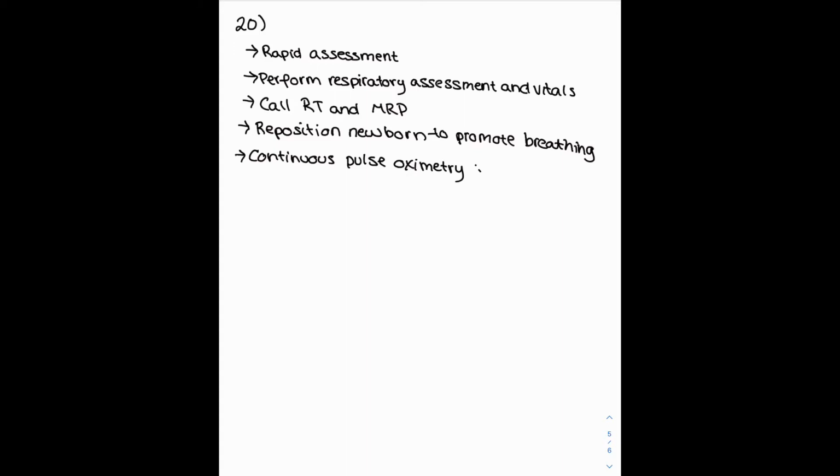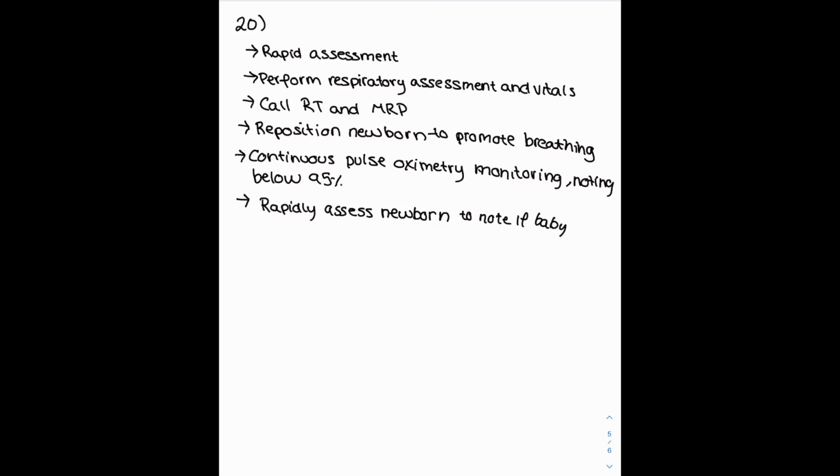Continuous pulse oximetry monitoring for SATs that go below 95. And then we're going to assess the baby closely to see if he needs to be transferred to a higher level of acuity care. Also transferring the baby from the mom to the warming station or table to intervene and provide care appropriately. And then also administer positive pressure ventilation as indicated.